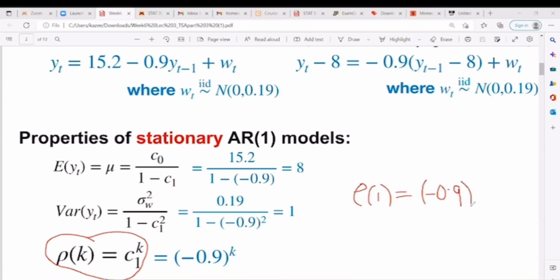Okay, then I'm going to raise it to power 1, which is negative 0.9. Okay, so if I want to find the autocorrelation function at k equal to 2 now, at lag 2, I'm just going to write that raised to power 2. So maybe that's going to give me 0.81. I can keep going like that depending on the one I'm actually looking for. Okay, so I just wanted to take note of that.